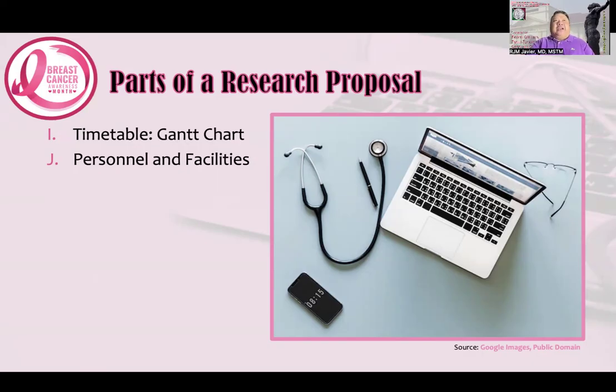Or, for example, for facilities, let's say you are doing a wet laboratory type of research. Is there a need for your polymerase chain reaction machine, or will you be utilizing a hood, or will you be using culture medium or culture media? So these are some of the facilities that you might require in the completion of your research proposal.